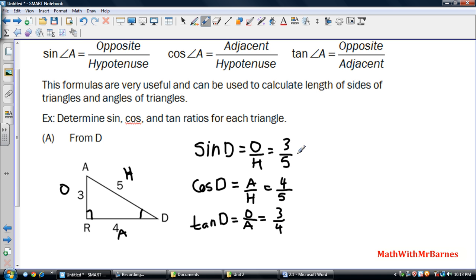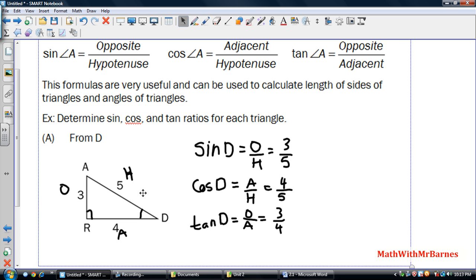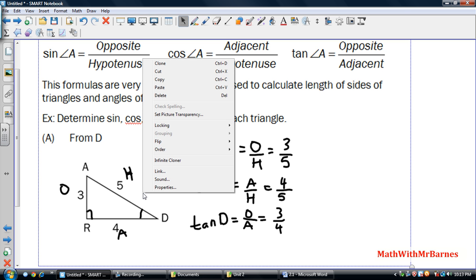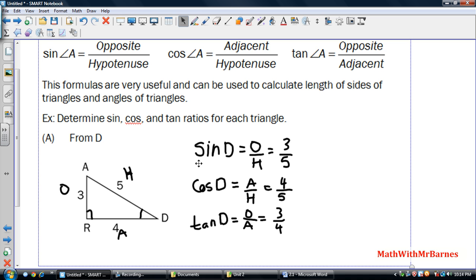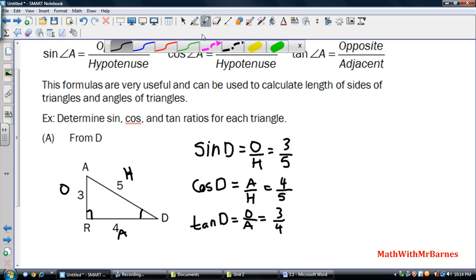So those are my sine, cos, and tan ratios. So recognize, if I knew what angle D is, and I can kind of figure it out because I know how this works, right? I know that this angle here is about 37 degrees.